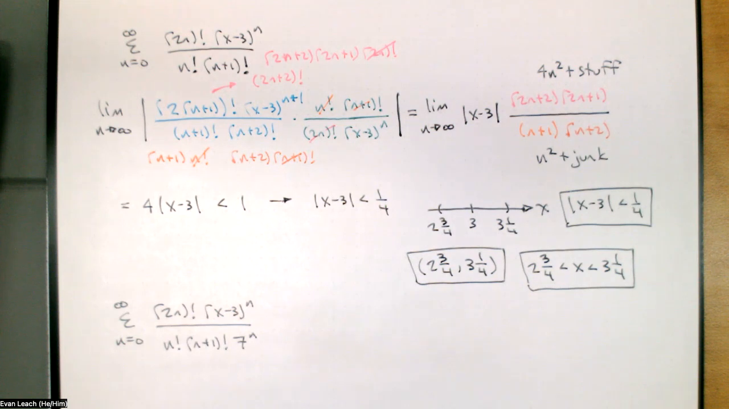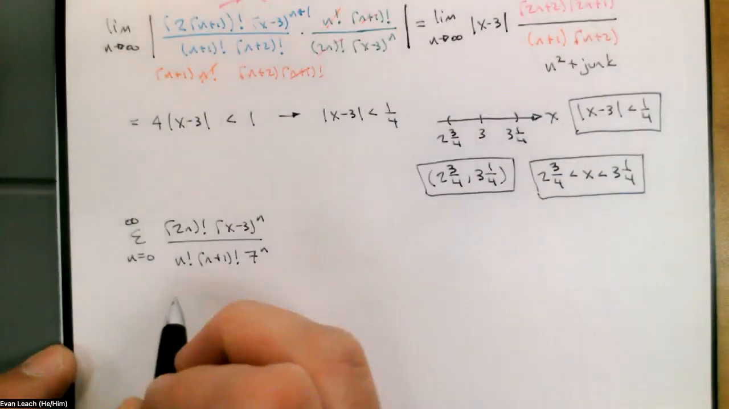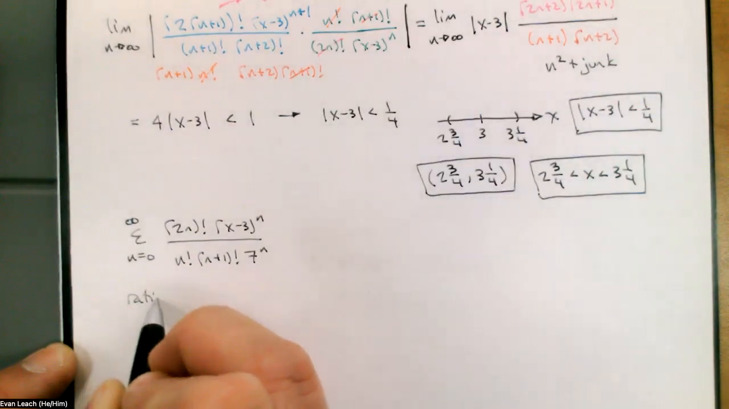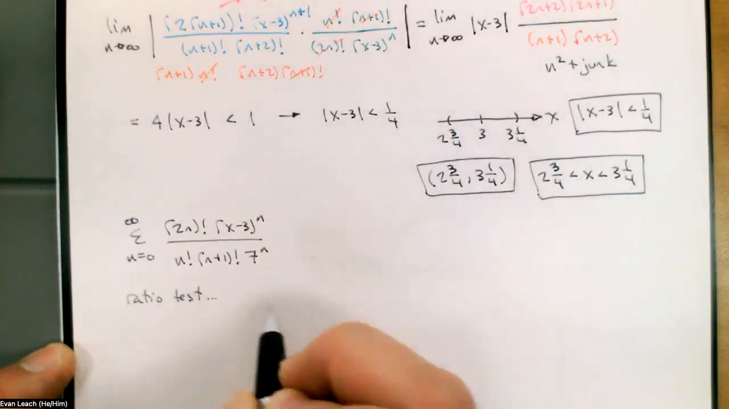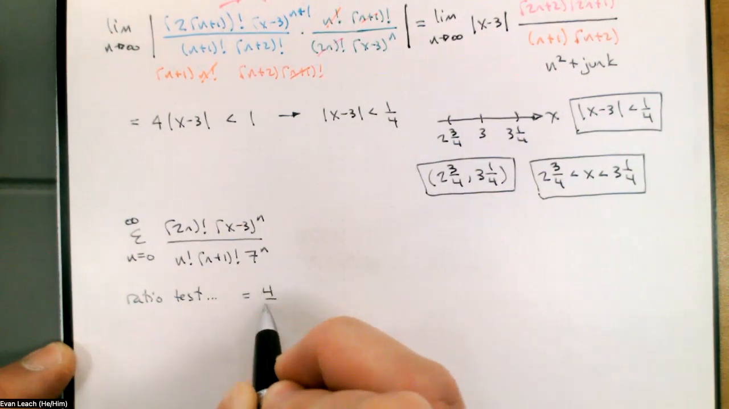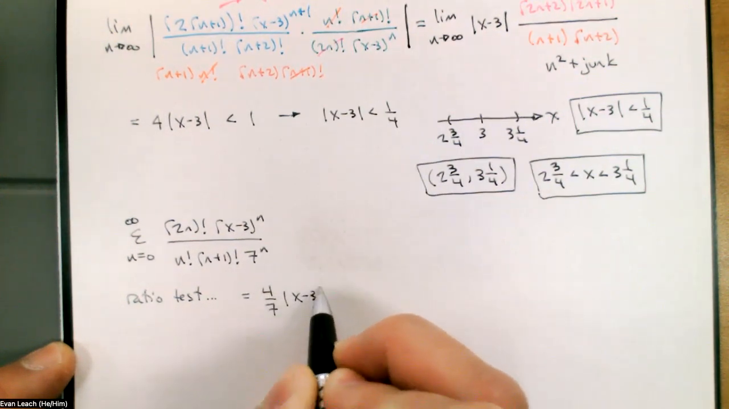So initially, when we look at this, we see all these factorials running around and say, oh, this (x minus 3) to the n is not going to matter. This 7 to the n is not going to matter. But then we notice that there's a 2n factorial in the numerator and 2 different n factorials in the denominator. That's going to cause a balance. That's going to give us the 4, just like in the previous problem. But now we've got a denominator of 7. So our limit from the ratio test is going to be 4/7 times the absolute value of x minus 3.